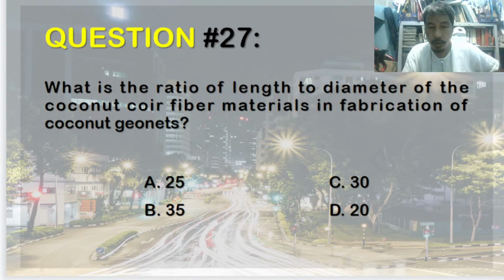So next number, what is the ratio of length to diameter? Length divided by diameter of the coconut coir fiber materials in fabrication of coconut geo nets. Letter A, 25, letter B, 35, letter C, 30. We are actually looking for the ratio. Letter D, 20.